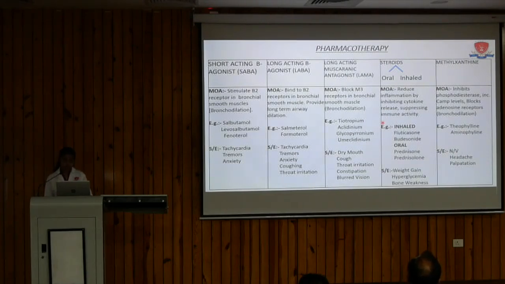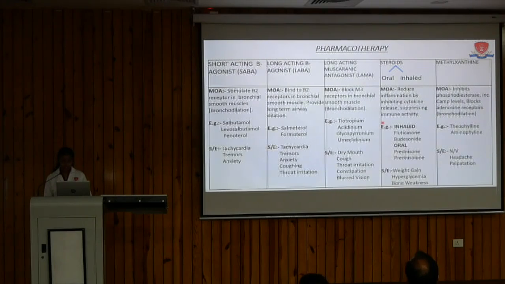Long-acting muscarinic antagonists block M3 receptors in bronchial smooth muscle and cause bronchodilation. Examples are tiotropium, aclidinium, glycopyrronium, and umeclidinium. Side effects are dry mouth, cough, throat irritation, constipation, and blurred vision.